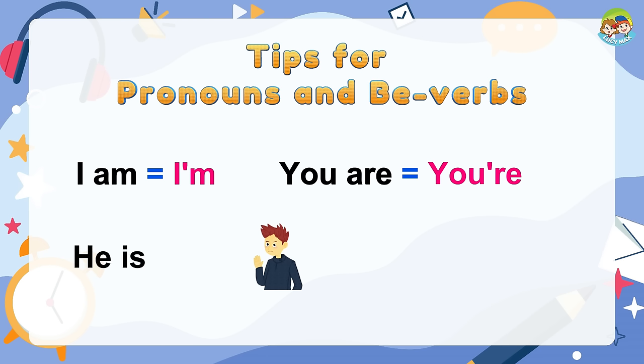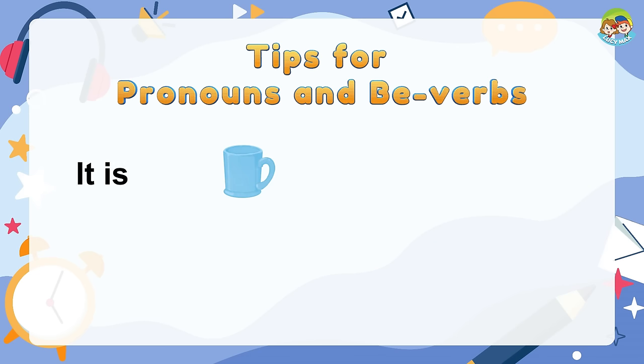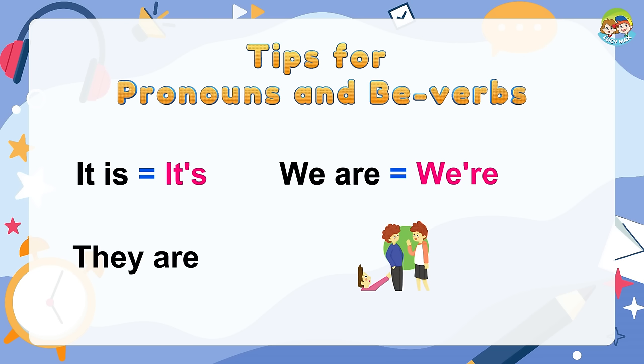The pronoun he is used with is. He is equals he's. She is used with the be verb is. She is equals she's. The pronoun it is used with is. It is equals it's. The pronoun we is used with the be verb are. We are equals we're. The pronoun they is used with are. They are equals they're.